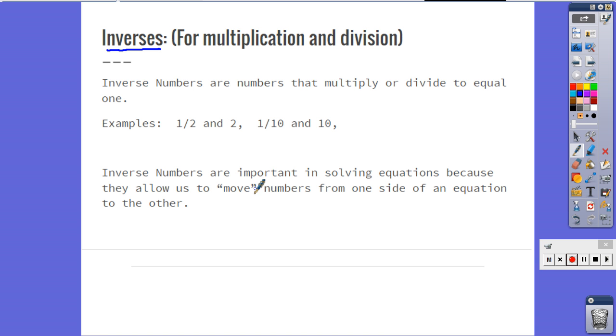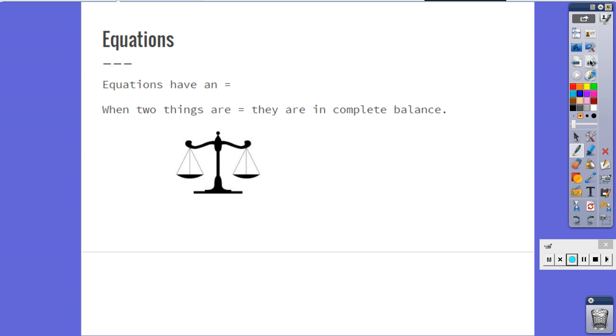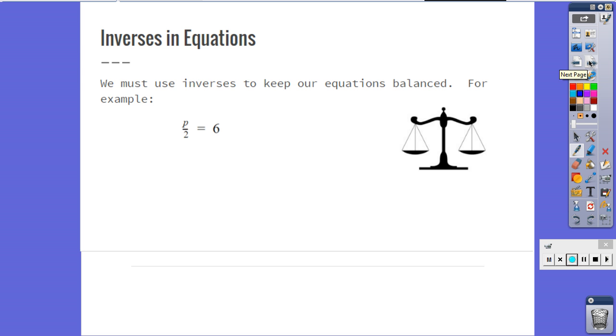Inverse numbers are important to us in solving equations because they allow us to move numbers from one side of an equation to the other. So it's a very similar concept to opposites, but it's not quite the same. These are inverses, and this is how we're going to work through these. So this part has not changed. We still have equations, and equations have an equal sign. And so when two things are equal, they are in complete balance, and we know we've talked about this, that our equal sign is kind of the middle of this balance, and so both of the pans of our balance scale have to be the exact same. And so we must use inverses to keep our equations balanced.